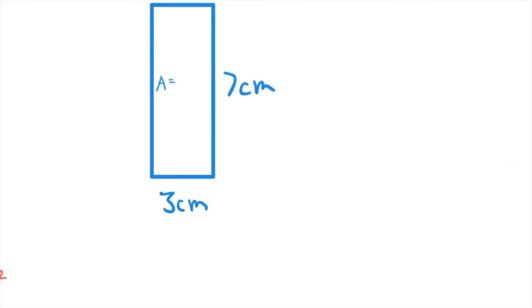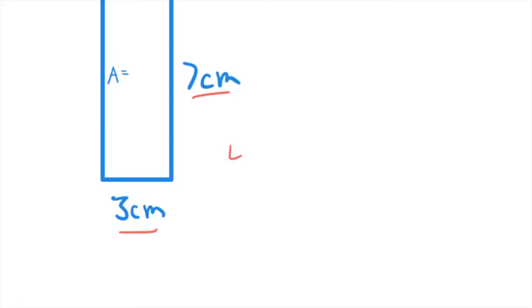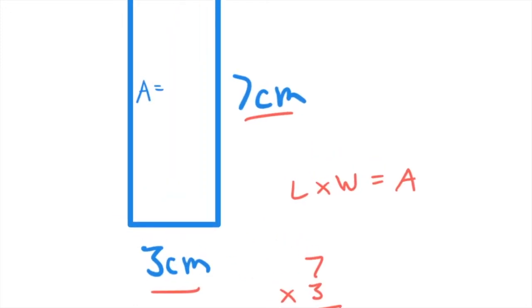So here is a rectangle that has a length of 7 centimeters and a width of 3 centimeters. Well, we know our formula is length times width equals area. So what's the length? The length is 7 centimeters. The width is 3 centimeters. And we all know that that would give us an answer of 21, which means that the area is 21 centimeters, but what kind of centimeters? We're looking at square centimeters. So we write that like so, 21 square centimeters.